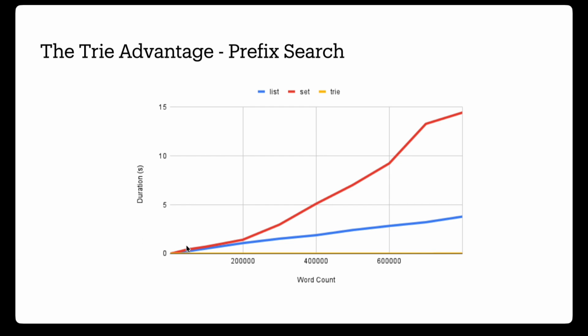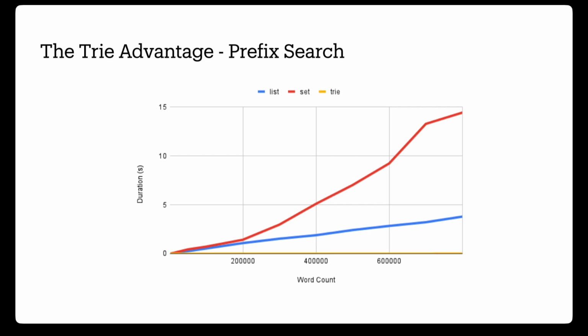And look at who the loser is. It's the set. Set is the wrong tool for a prefix search because it's built for exact matches. You have to iterate over everything to find out if it's a prefix or not. And same with the list. You still have that O of N, big O, because you have to scan every word. Slightly faster than the set. But, in the end, the trie, this is the winner.